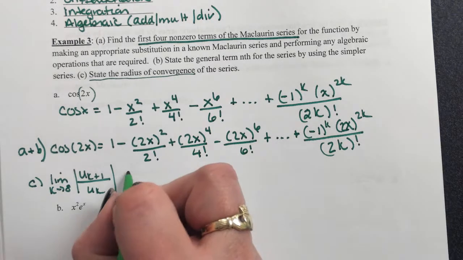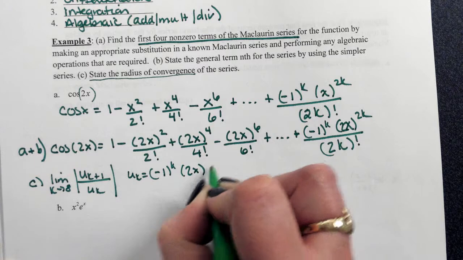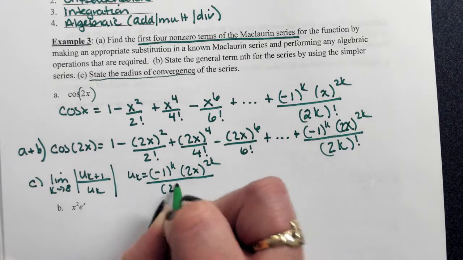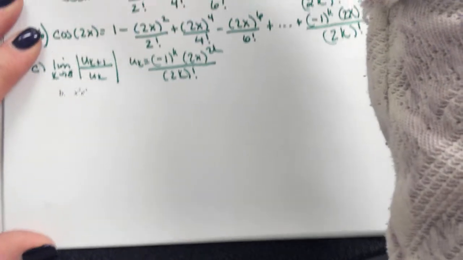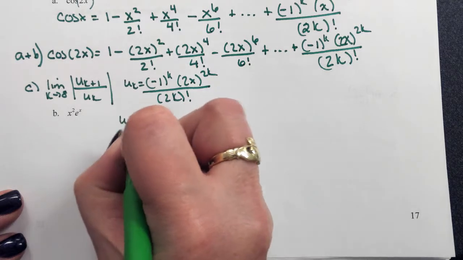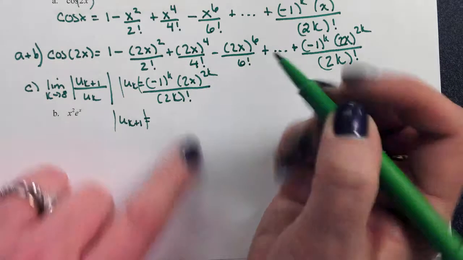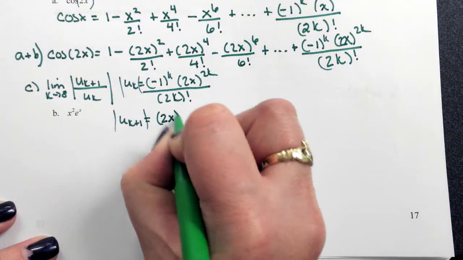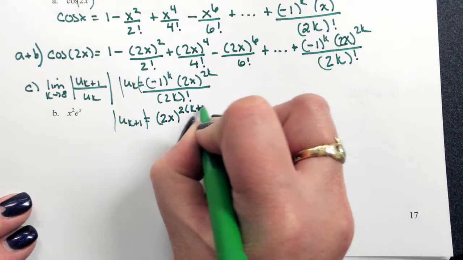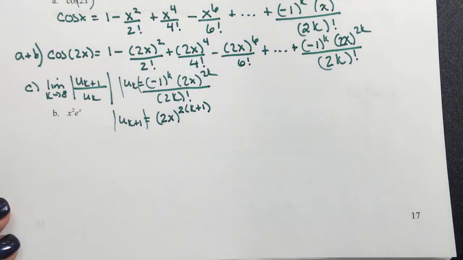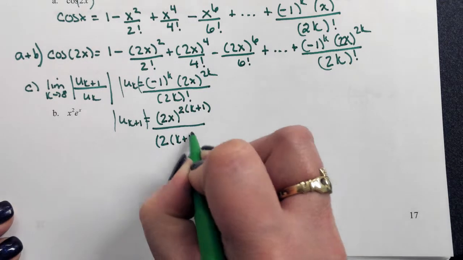So I know u sub k, looking at my general term, is negative 1 to the k, 2x raised to the 2k, all over 2k factorial. My u sub k plus 1. Again, I know I'm going to do absolute value, so I don't even have to write the alternator up here. I could have done the absolute value. It's going to be 2x. Now be careful, it's 2 times k, so it's going to be 2 times k plus 1. Make sure you have that k plus 1 inside parentheses over there. Divided by 2 times parentheses k plus 1 factorial.